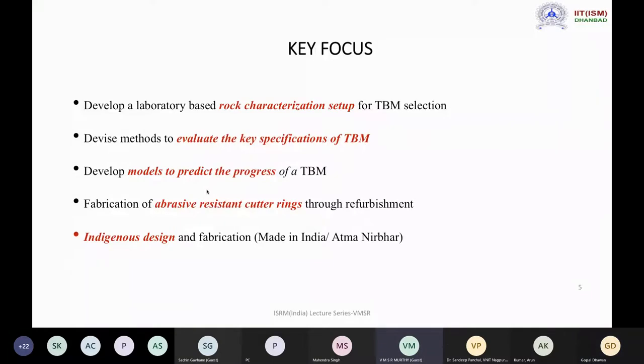And apart from this, if we can indigenously fabricate abrasion resistant cutter rings, through refurbishment of old cutter rings that are being used, or manufacturing new cutter rings so that the main hub remains as it is and we keep replacing these abrasion resistant cutter rings, this is another area where ISM is currently working. At the end of the day, we would like to focus more on indigenous designs, whether it is an experimental setup or a cutter ring that we develop. So under the Made in India mission is our objective.